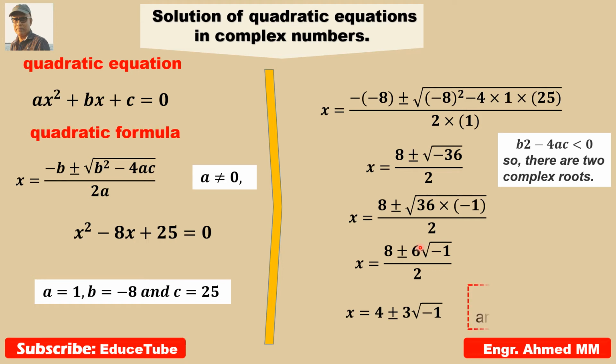So what are our roots then? Easily we can write that our roots are 4 plus 3j and 4 minus 3j. These are the two roots we got. Now in the next slide we will see how we can deal with these complex numbers.